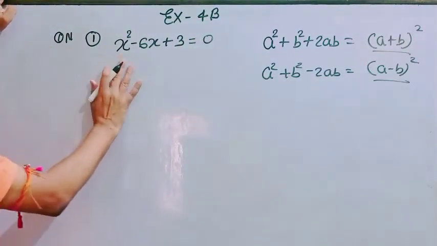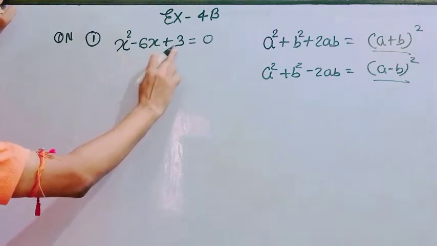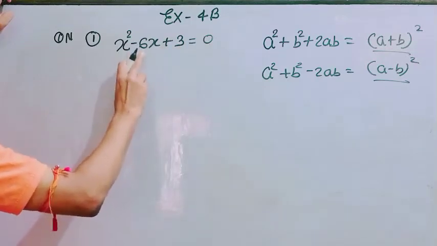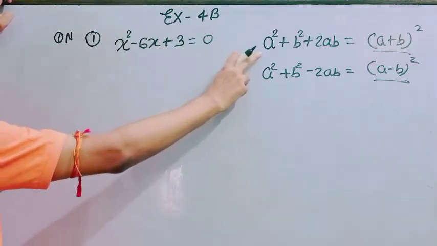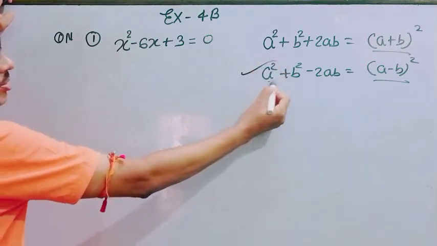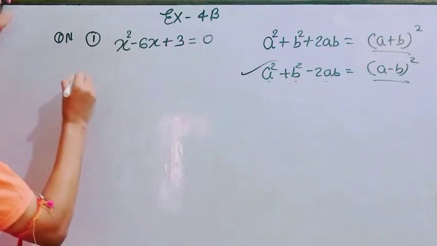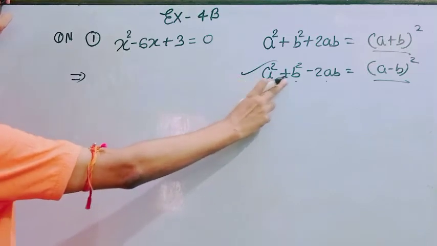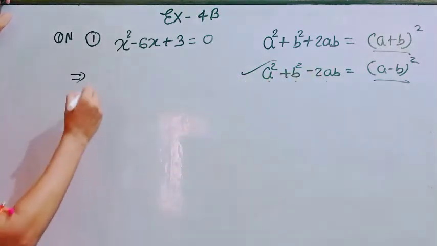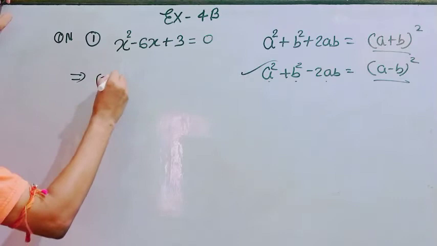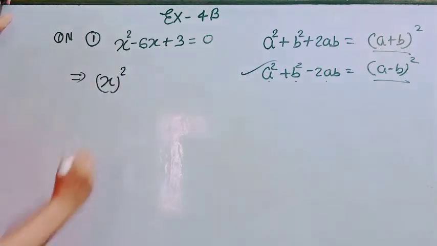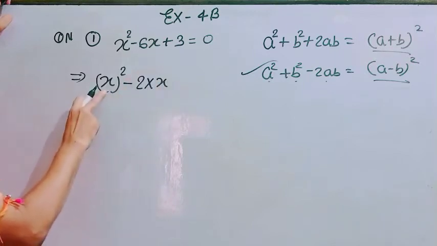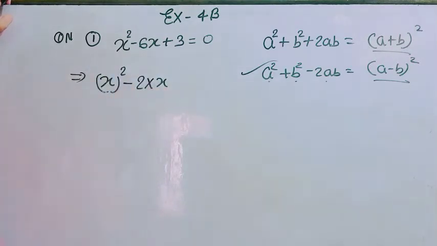So dear students, first you write here x square minus 6x plus 3. Here it is a square, here minus and plus. So you solve this as a square plus b square minus 2ab. How can you solve it? You arrange this in the form of a square plus b square minus 2ab. So you write here a square, that is x square, minus 2 into x, because a is given. So 2 into a into b.